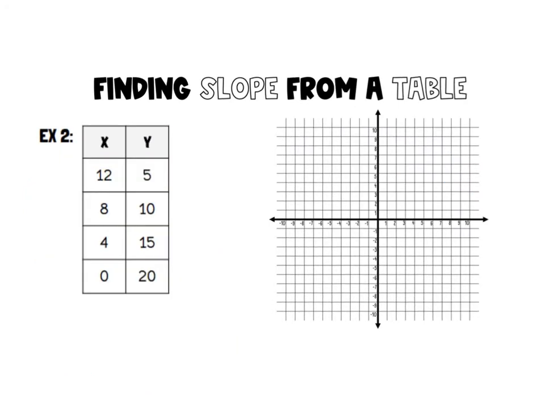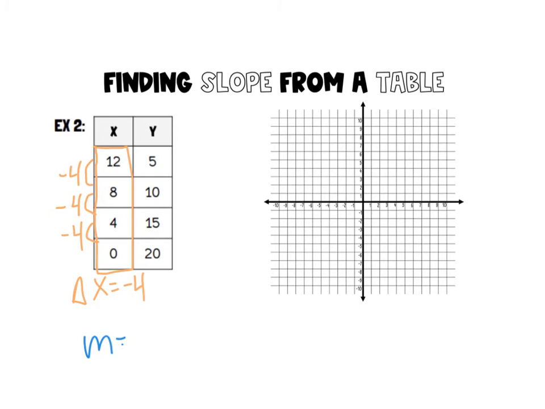Okay, for example 2, we're going to look for our pattern and find the rate of change. So, starting with my x's, our change from 12 to 8 is subtract 4. Our change from 8 to 4 is subtract 4. From 4 to 0, we're subtracting 4. So our change for x is subtract 4. I'm going to put that right in my denominator.